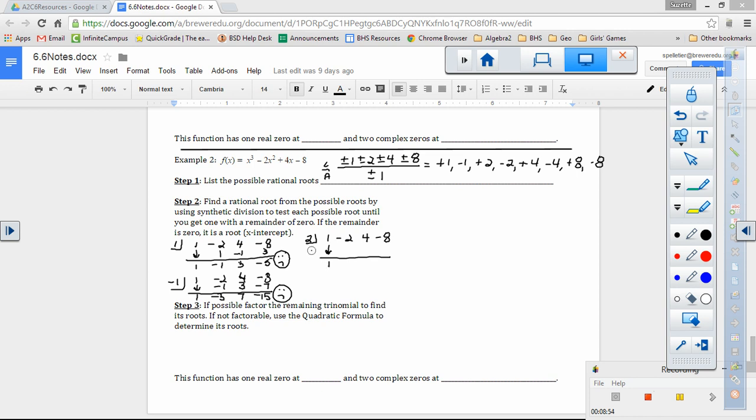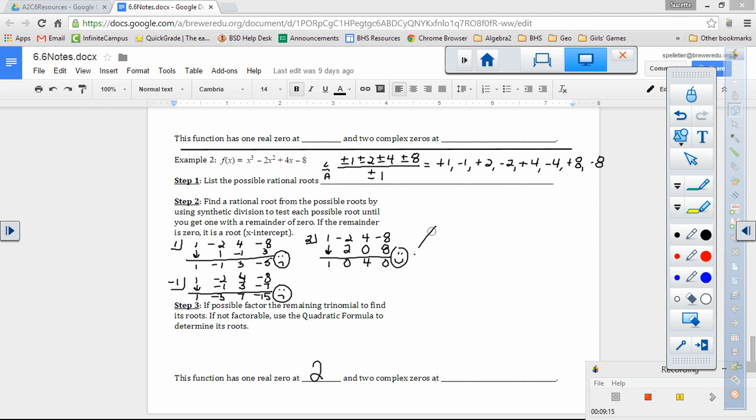Drop the 1. 2 times 1 is 2. Negative 2 plus positive 2 is 0. 0 times 2 is 0. 4 plus 0 is 4. 4 times 2 is 8. 8 plus negative 8 is 0. So we just found a root. So my first root I know is 2. I can go ahead and put it right in the box.